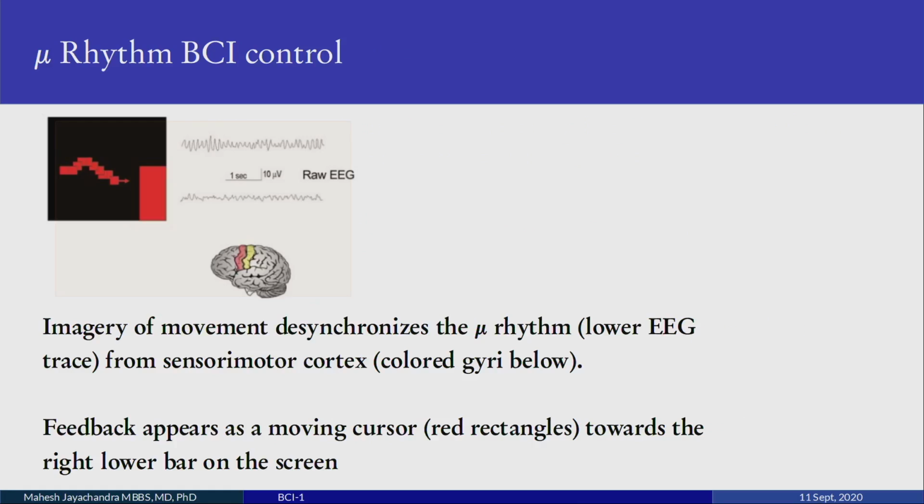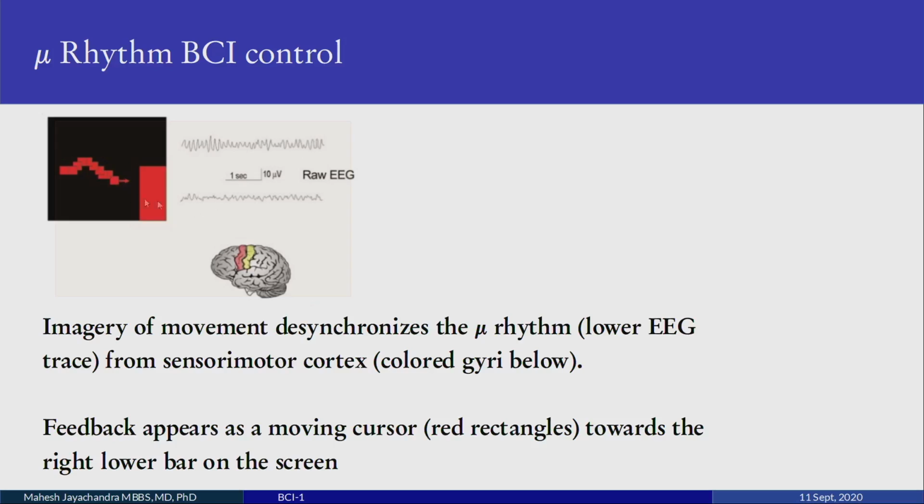So how do you control it? Here the thing is, you have to move the cursor so that it hits the target over here, and this is the raw EEG. It's showing the mu rhythm, and this is the desynchronized EEG, when you're actually moving or imagining moving the hand, and that is a signal for this guy to move up or down.